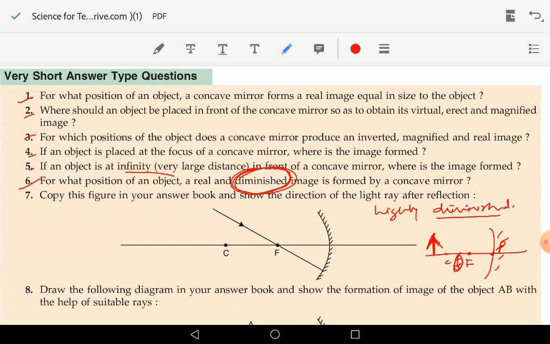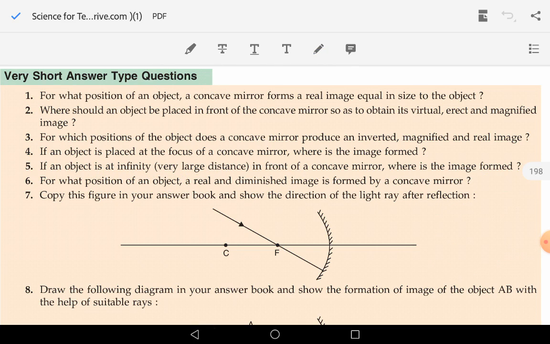So what position of the object? So the object should be beyond center of curvature. In that case the image will be diminished, it will be real, and where the image will be formed? Between center of curvature and the focus of concave mirror, right? Now let us start with question number 7.